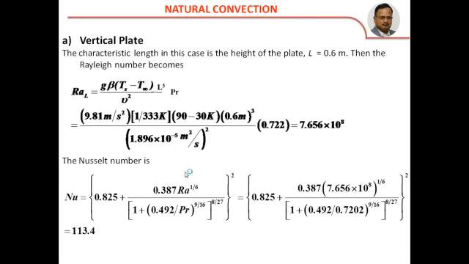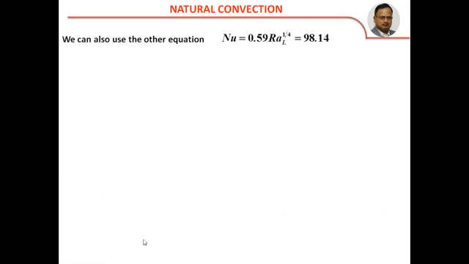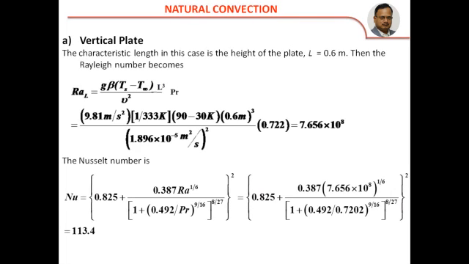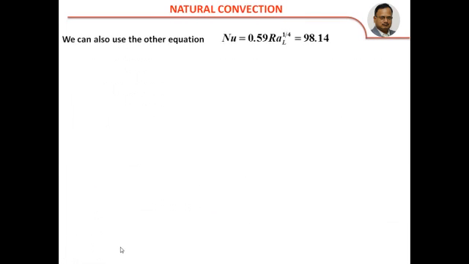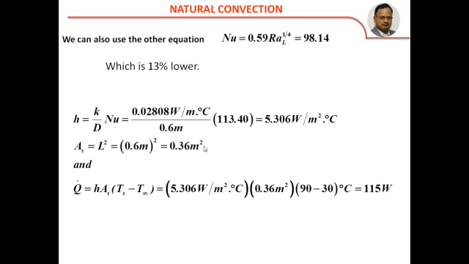Now let us choose the Nusselt number equation corresponding to that. You will get 113.4. Of course, we need not stick to this equation only. There are other equations available which will satisfy these conditions. Another simple equation is Nusselt number equal to 0.59 Rayleigh number to the power 1 by 4. If you carefully look, the answers obtained using this equation and the earlier equation are different, and in this case it is 13% lower. Anyway, it doesn't matter. Most of these are empirical correlations only. Variations will be there from one correlation to another, and sometimes they may go up to 20% also.